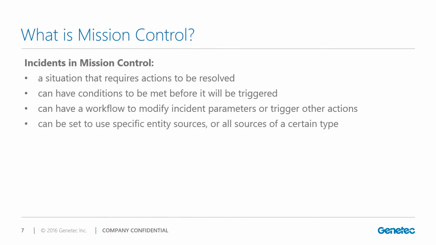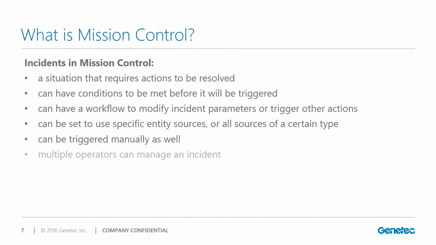The sources of the events that trigger the incident can be set to specific entities, like the main lobby door, or can be applied to any entity that can send that event. Incidents can be triggered automatically using the event conditions we mentioned, but we could also trigger them manually if needed. An incident can be managed by multiple operators at different times, and have states to indicate the progress in the handling of the situation.